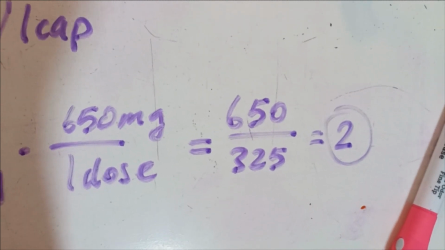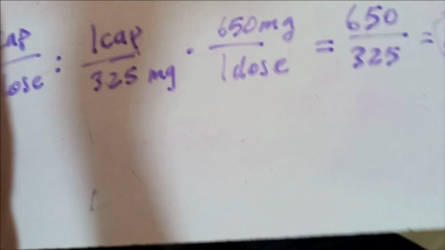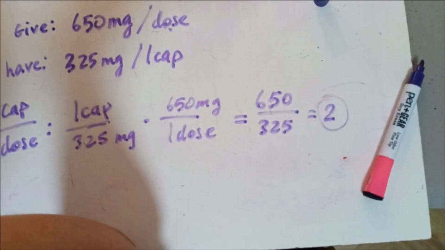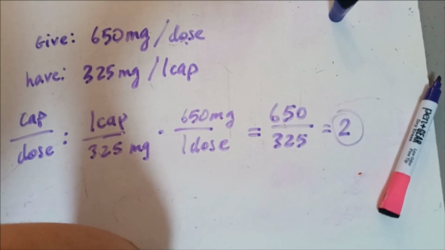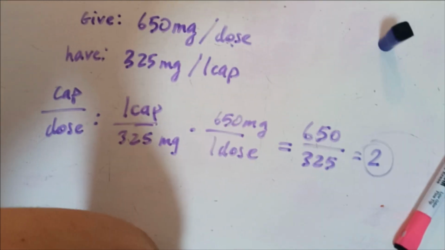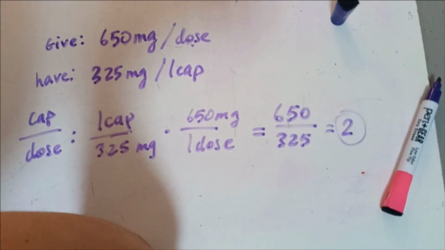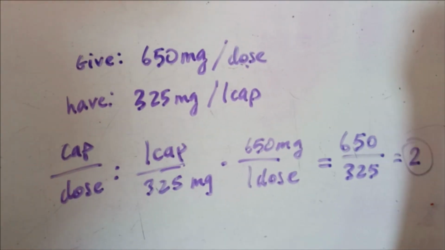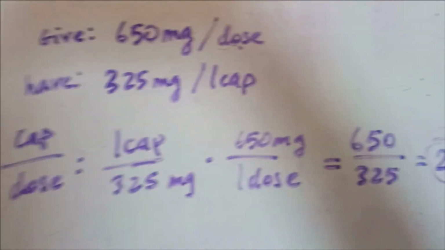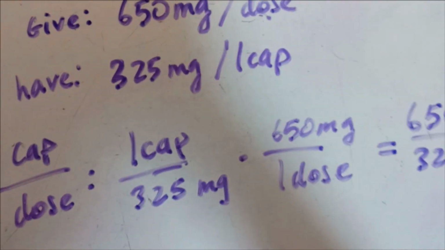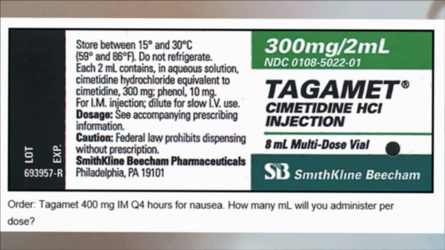And then also know, sometimes they'll separate the amount per dose by the type of injection you're giving, or the mode that you're giving it through. So you have to pay attention, is it oral, is it IM, IV, because sometimes that makes a difference, okay? So we can try doing another one. Let me look here. Okay, the question is, you have an order for Tagamet 400 milligrams IM every 4 hours for nausea.